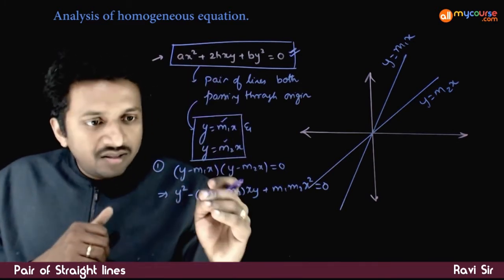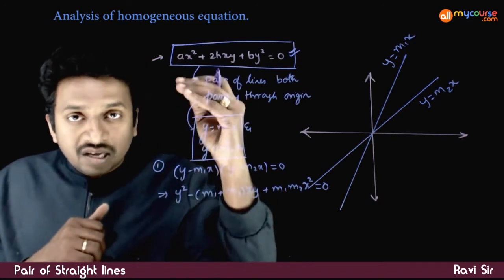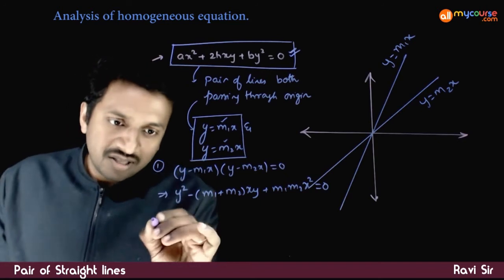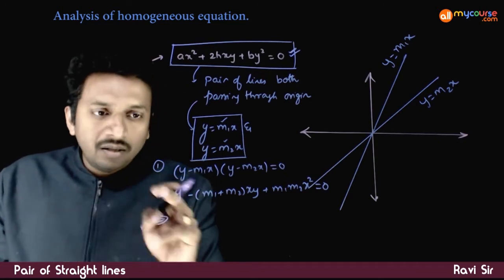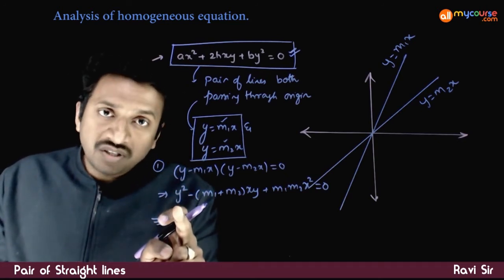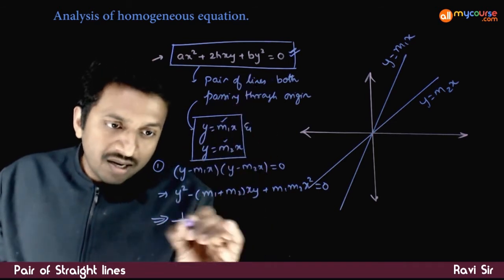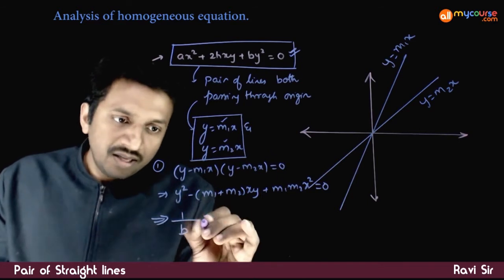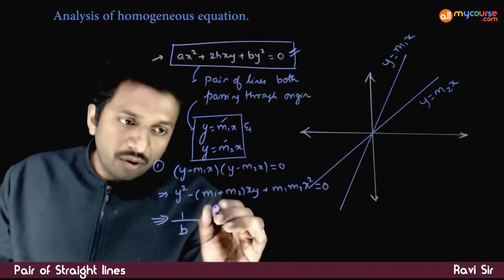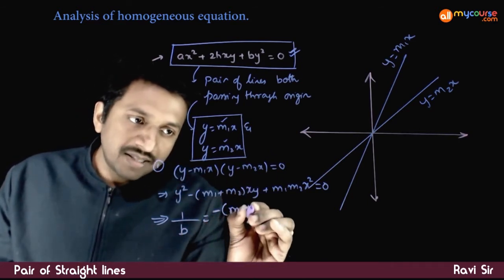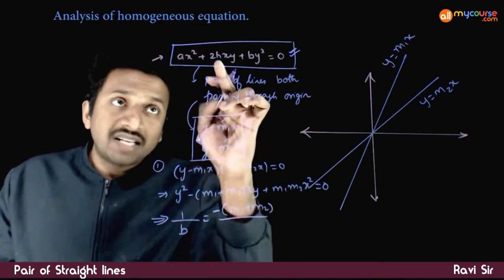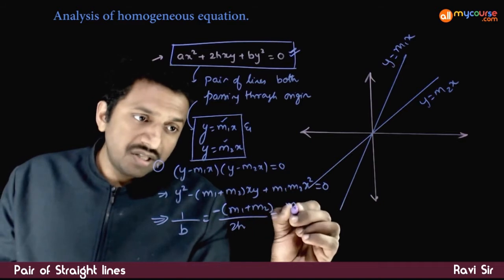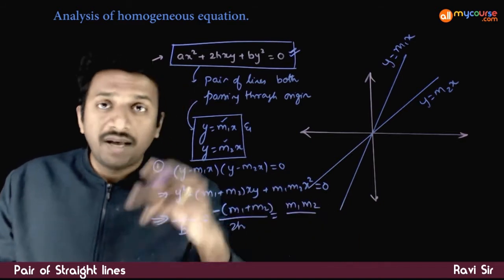That means the coefficients of the corresponding powers have to be proportional. So what is the y square coefficient here? 1, divided by what is the y square coefficient here? b, is equal to what is the xy coefficient here? Minus of m1 plus m2. What is the xy coefficient here? 2h. Is equal to what is the x square coefficient here? m1 m2 divided by a.